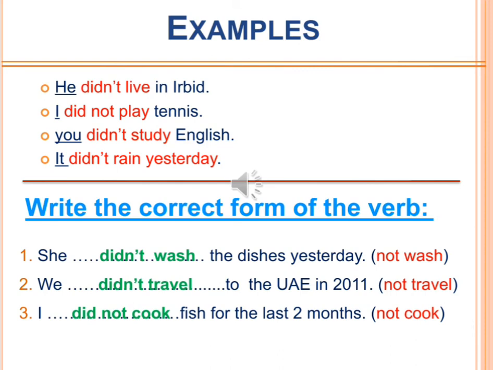Examples: he didn't live in Irbid. I didn't play tennis. You didn't study English. It didn't rain yesterday. Write the correct form of the verbs. She didn't wash the dishes yesterday. We didn't travel to the UAE in 2011. I did not cook fish for the last 2 months.